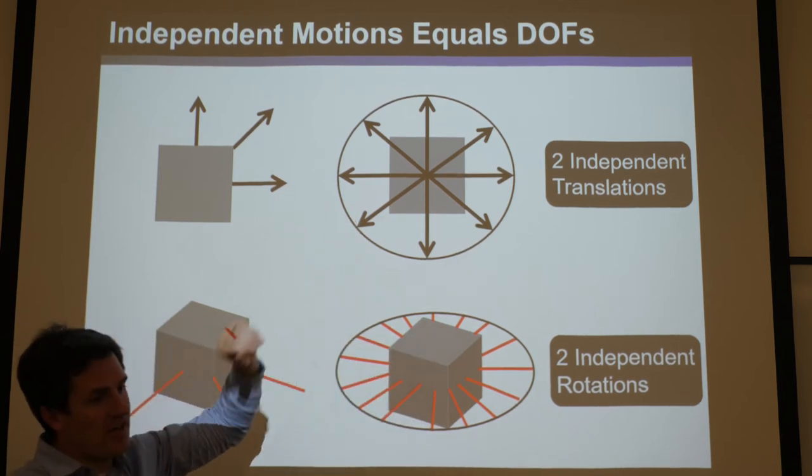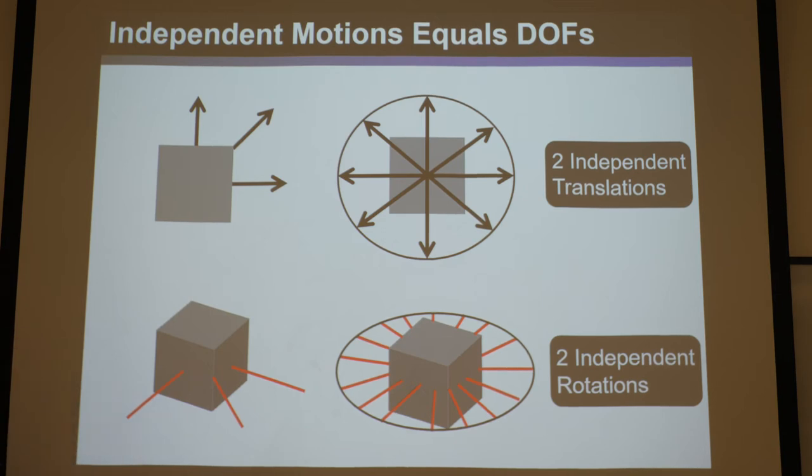You could take any number of the translations, which are twist vectors with infinite pitch, right? And stick them in a matrix and do what's called Gaussian elimination. We're going to talk about this in a bit if you've taken linear algebra. And that's how you can find out how many are independent. You'd find there's two.